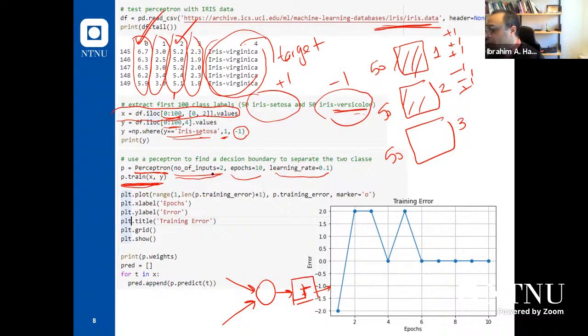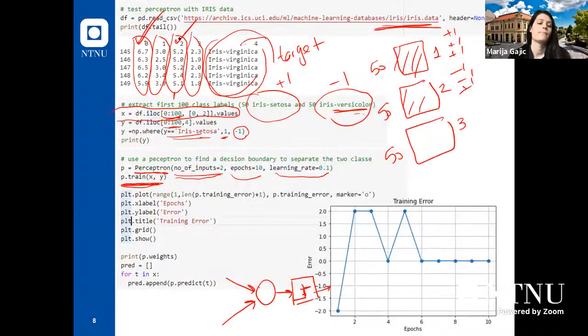If you want to select four features, I select two because I want to plot the decision boundary in two-dimensional space. If it's three, we need to plot it in three-dimensional space. If it's four, it would be impossible to plot it. So I just selected the first and the third, but you can change that, right?